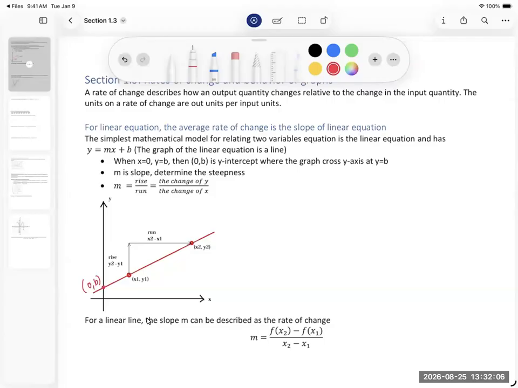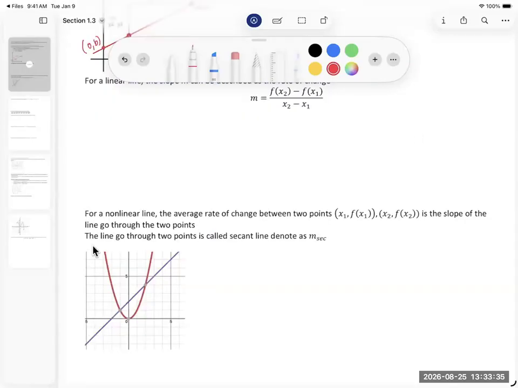So for a linear line, the slope m can be described as the rate of change, where if you are given 2 points, (x1, y1) and (x2, y2), then the slope will be f(x2) minus f(x1) over x2 minus x1. This is called the rate of change of the linear equation.